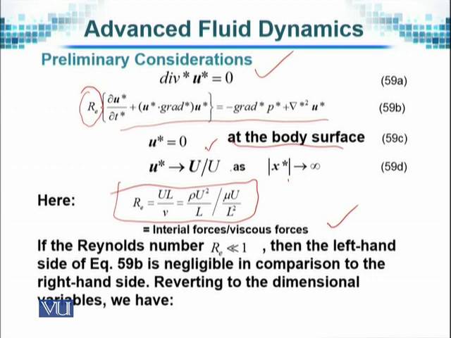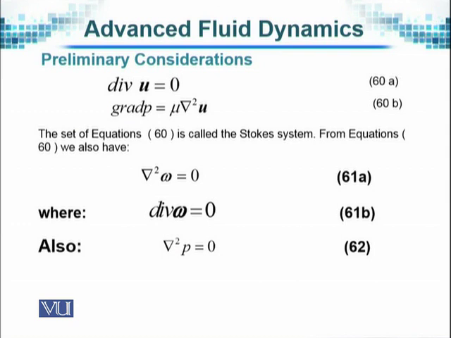So the Reynolds number is far less than 1. Then the left hand side, since it is multiplied by this, will become a small quantity as compared to the quantities that occur on the right hand side, and therefore we can ignore them, and the equation will be reduced to minus gradient of P plus del square u. Then rewriting these equations in the dimensional form, the equation will be reduced to these two equations, and the set of these equations is known as the Stokes equations, because he first derived them.